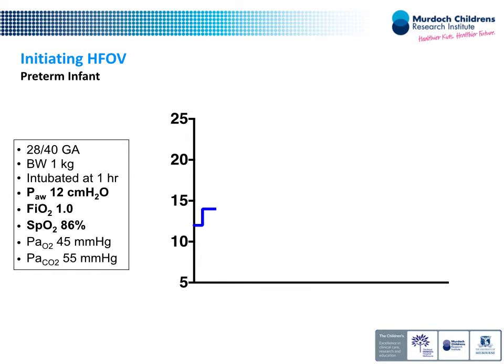Okay, we're in an enlightened high frequency environment. So we're going to put this baby on the oscillator. Let's not argue about whether or not we should put this baby on the oscillator, because it will make the talk rather boring if we all decide not to oscillate the baby. Okay? And so assume we're going to oscillate this baby. What mean airway pressure are we going to pick? Because this is a talk about mean airway pressure.